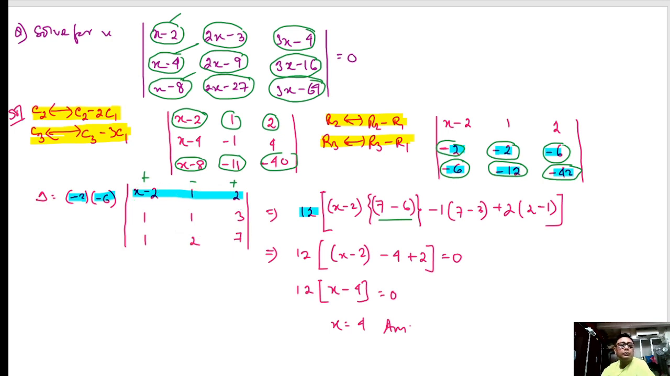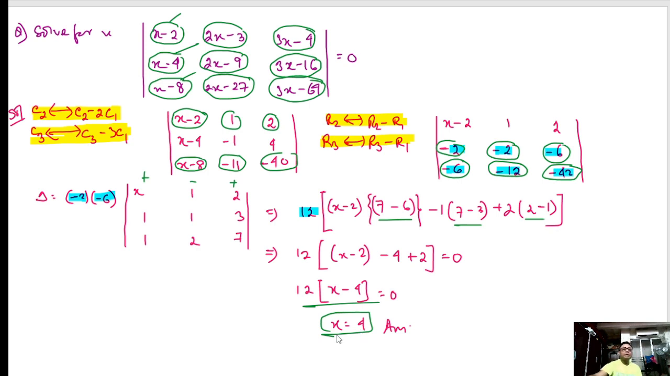Clear? Now when we choose minus 1, then we have to choose this part and this part, which is 7 minus 3. And when we choose plus 2, we have to choose this part, which is 2 minus 1. Okay, so now calculating it, we get the answer this. So x equal to 4.